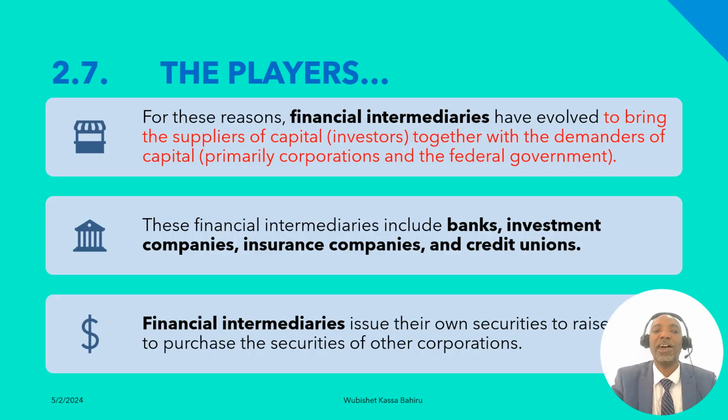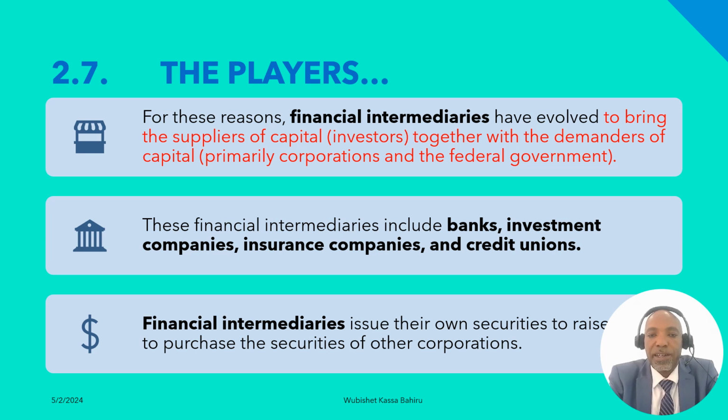As a result, financial intermediaries need to exist. For the reasons that I mentioned previously, financial intermediaries have evolved to bring the suppliers of the capital, the investors, together with the demanders of the capital, primarily corporations and the federal governments. These financial intermediaries may include the banks, the investment companies, the insurance companies, and the credit unions.